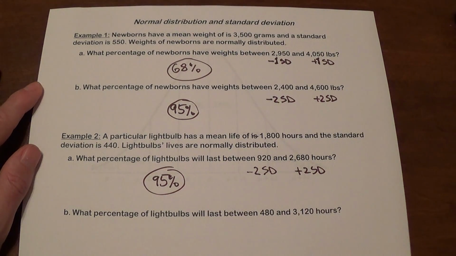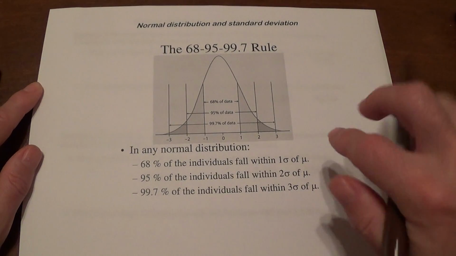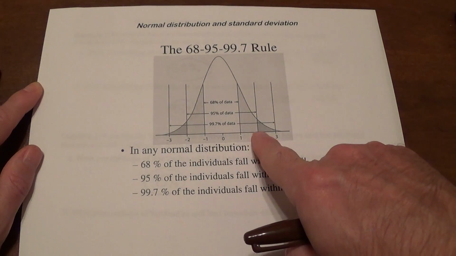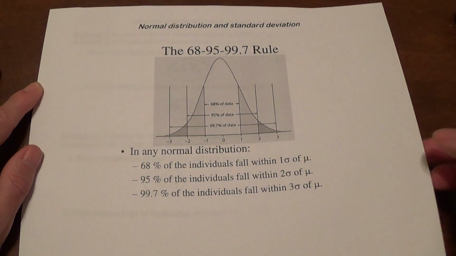So here, just to connect it to that, this is what we're talking about. One value is right there, the other value is right there. Between them, it's going to be 95% of the data.